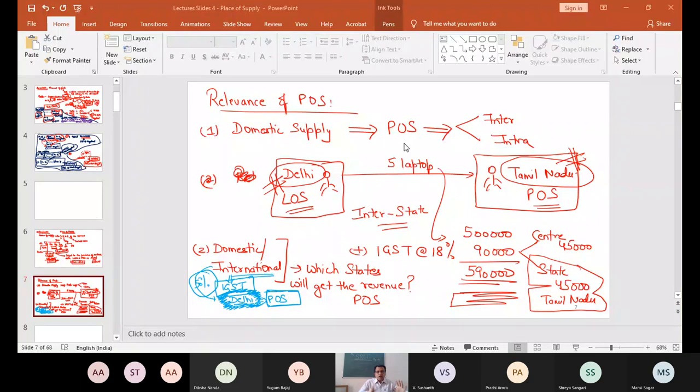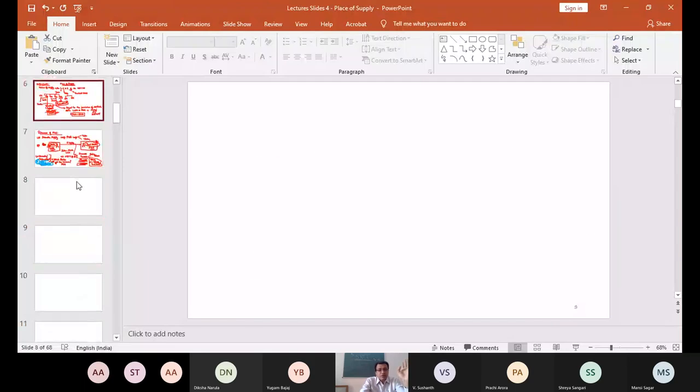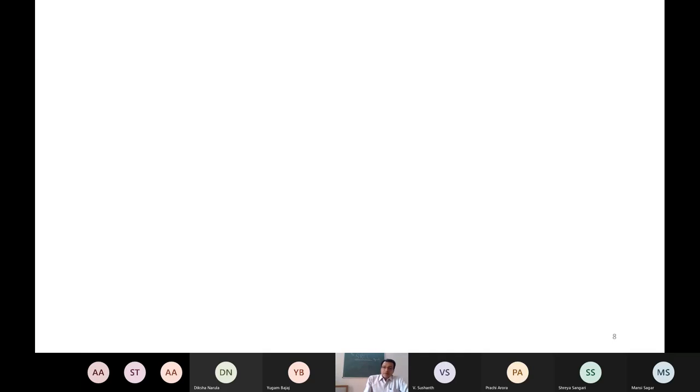Okay, now let me discuss with you the technical concept. How do you determine place of supply? For the time being, the discussion was only to tell you the relevance, so that you know that it is one of the most relevant topics of GST. Now, the technical discussion is on place of supply. How do you determine place of supply?